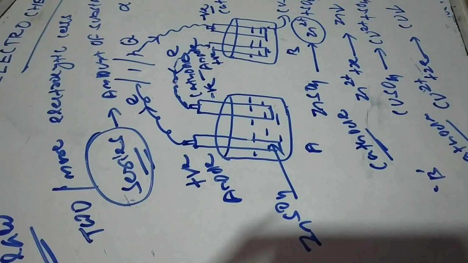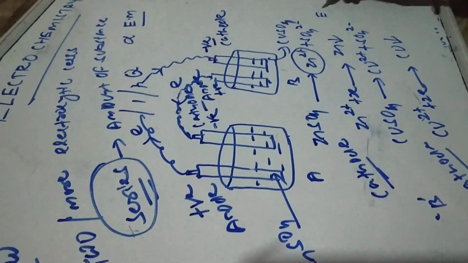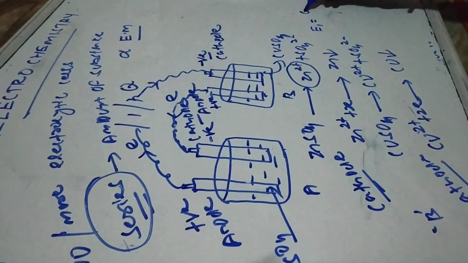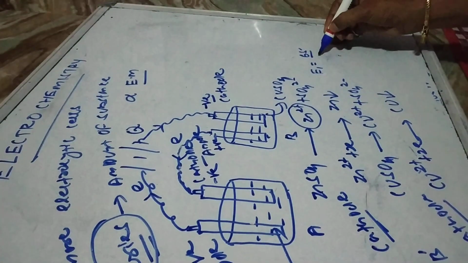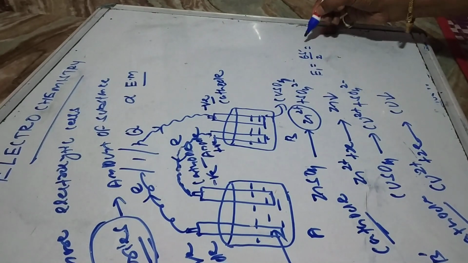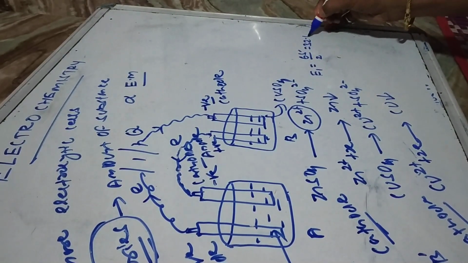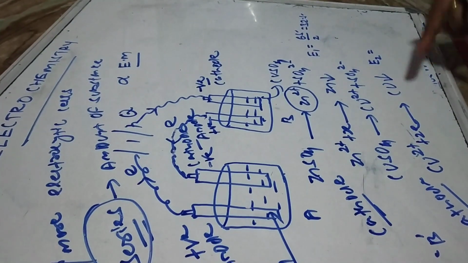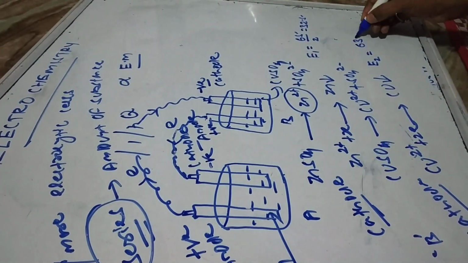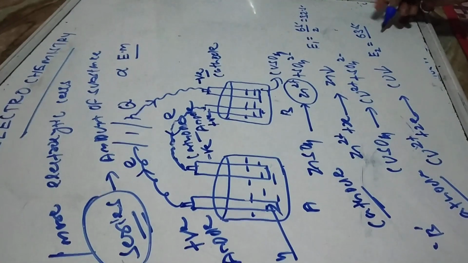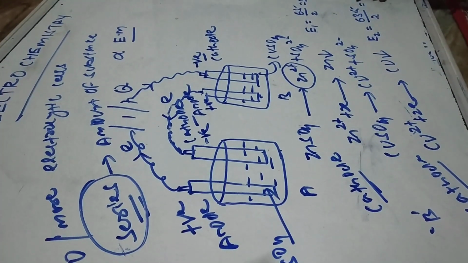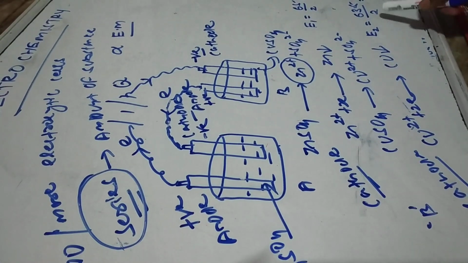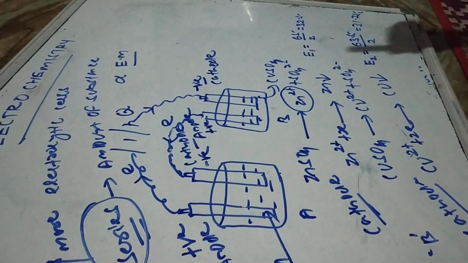So what is the equivalent mass of zinc? We know the equivalent mass of zinc, let's say E1, is the atomic mass 65 divided by the valency of zinc in zinc sulfate, which is 2, so that is 32.5. And the equivalent mass of copper is, let's say, E2. What is the atomic mass of copper? That is 63.5 divided by its valency in copper sulfate, that is 2, so that is 31.75. So we got that the equivalent mass of copper is less than the equivalent mass of zinc.